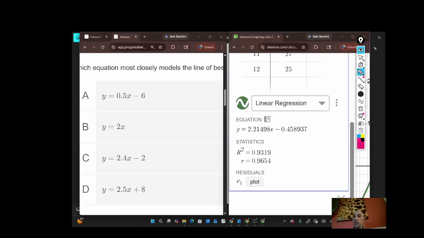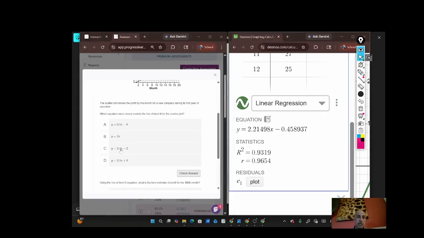So let us check the answer together and see if this is the right answer. This is the right answer.